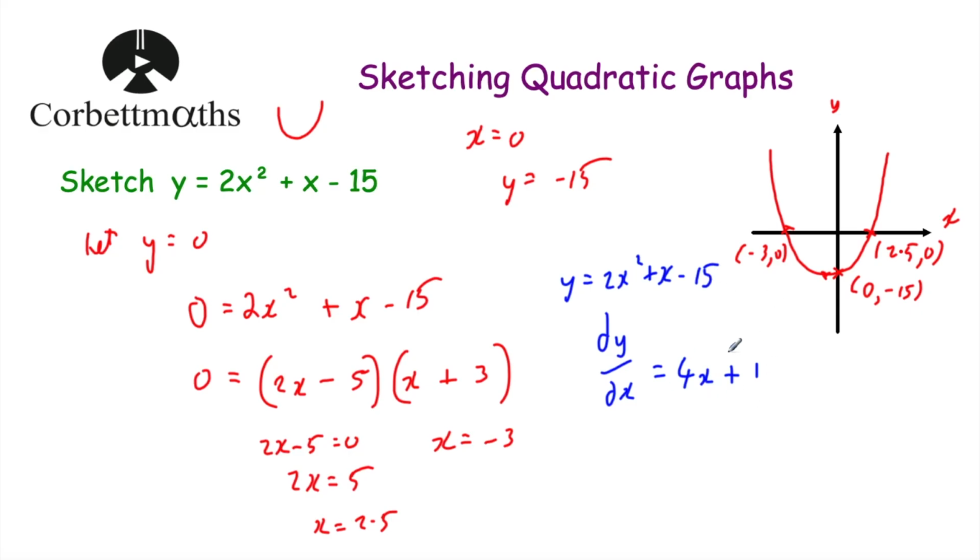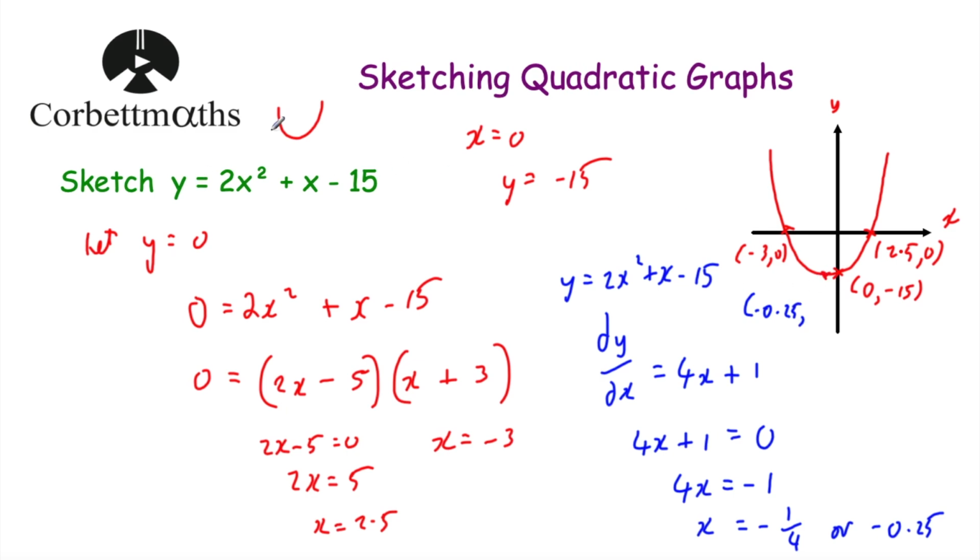So that's it. Now we're going to let that equal 0, because we know for the turning point the gradient's equal to 0. So 4x plus 1 equals 0. And then when we solve this, let's take 1 away from both sides. So we get that 4x equals negative 1. And then if we divide by 4, we get that x is equal to negative a quarter, or you could write it as negative 0.25. Okay, so we've found the x coordinate of the turning point, which is equal to negative 0.25 or negative a quarter.